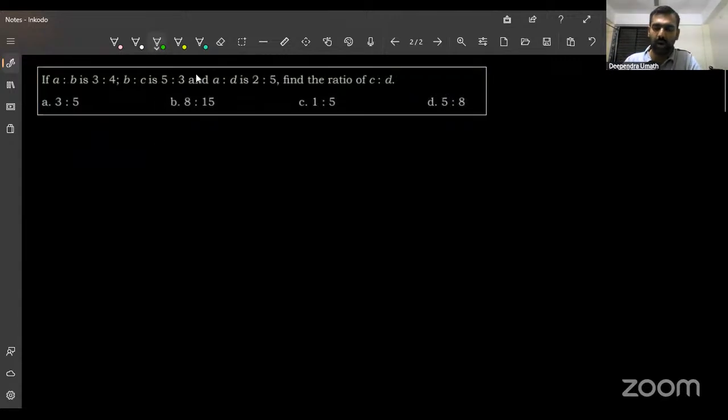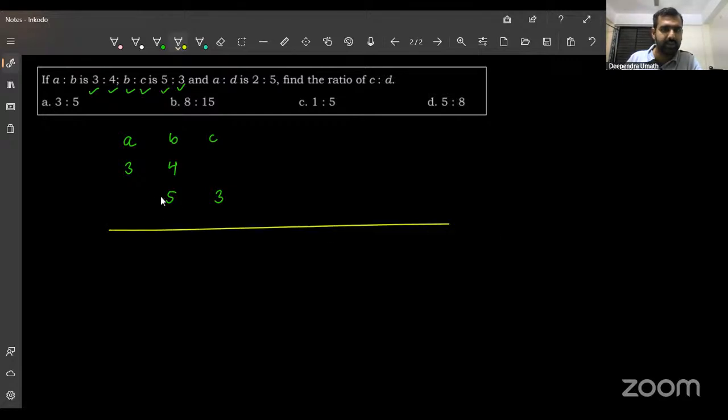See, how does this method work? Which method I'm trying to share now. So A is to B, I was given as 3:4, right? Then B is to C, we were given as 5:3. So let's try and establish a link here. I know that B was the common entity there.